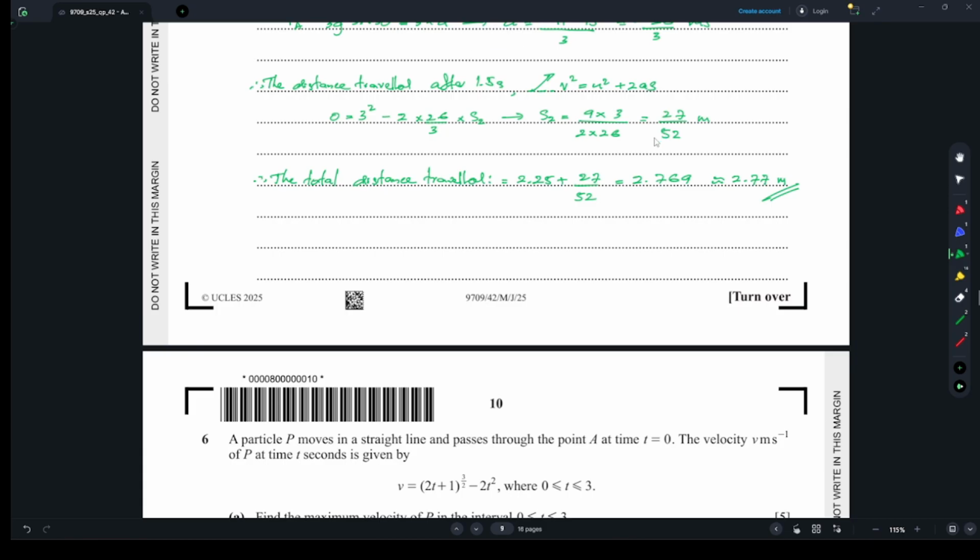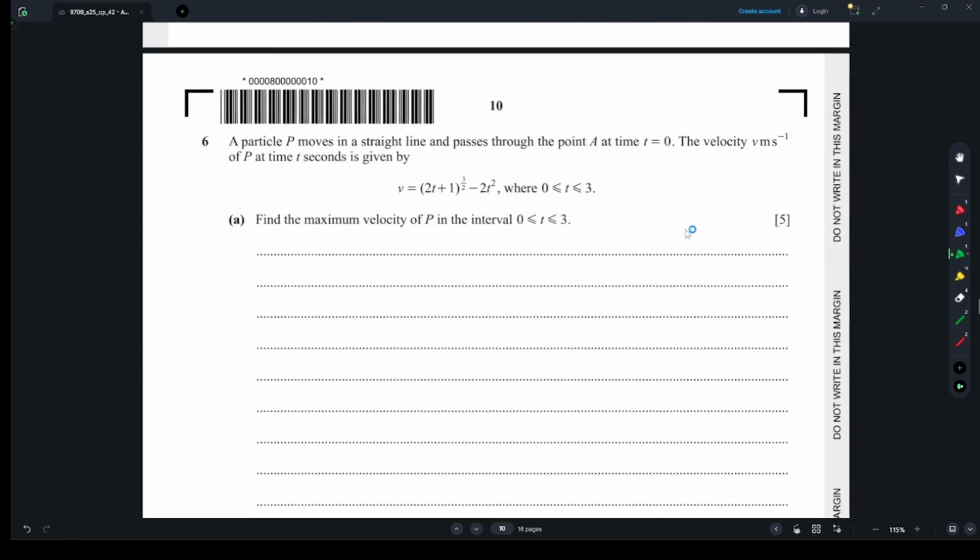Okay, so yeah, that question is also done. Right. Now let's move to question 6. They say that the particle P moves in a straight line and passes through a point A at time 0. The velocity v meters per second of point P at time t seconds is given by this.